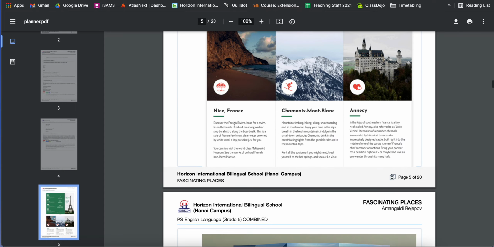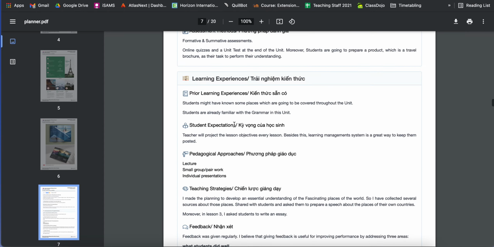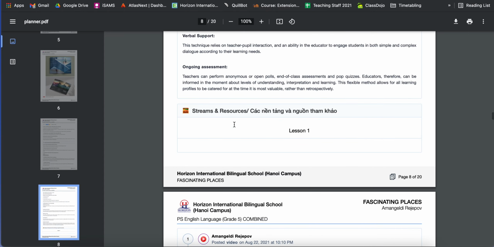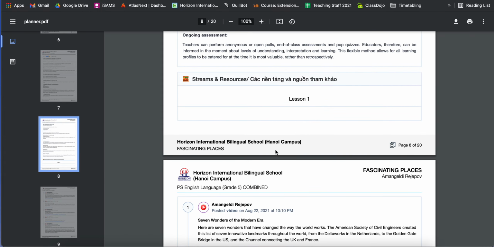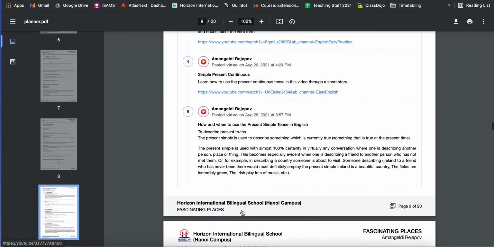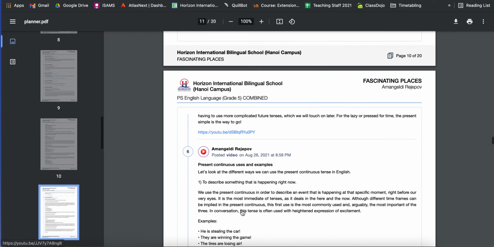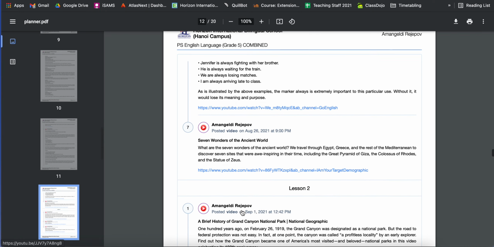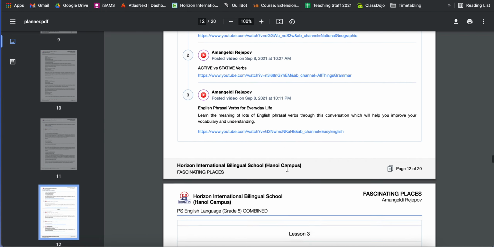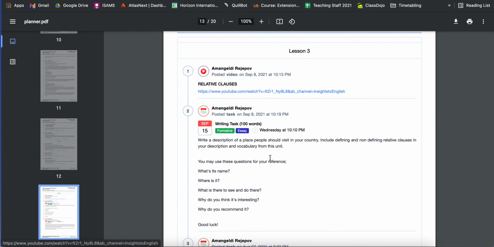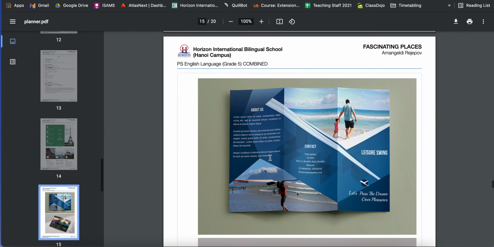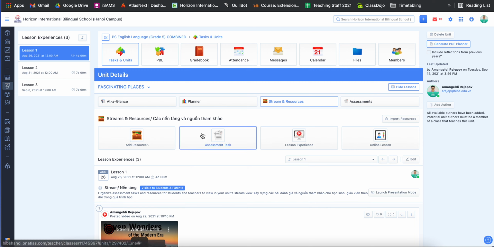When we divide our lessons, they will appear below, like in stream and resources. So lesson 1 and the things that I have covered here, and lesson 2, it continues like this, like lesson 2 and the topics that I've covered, and the links are available for everybody. This is all. Please try to divide your units into the lessons.